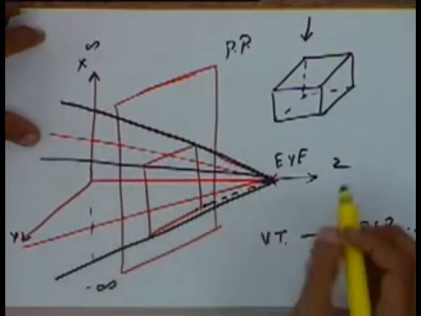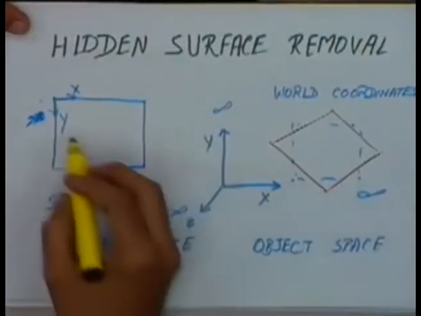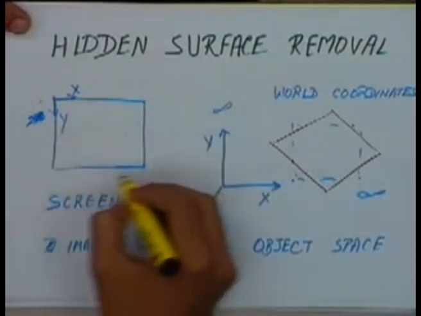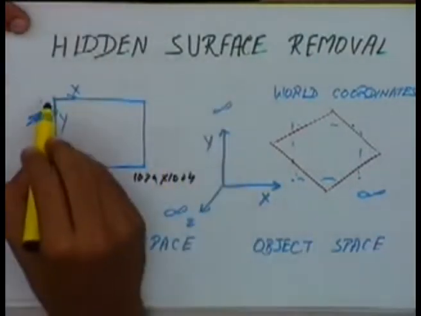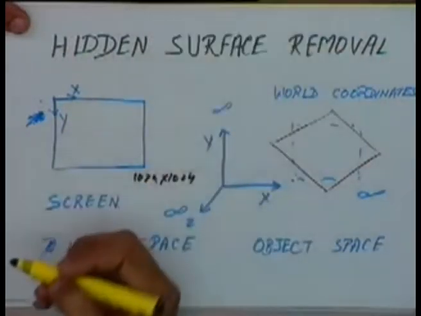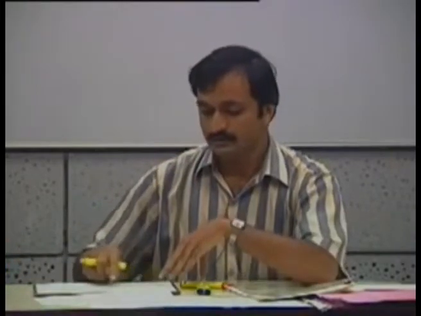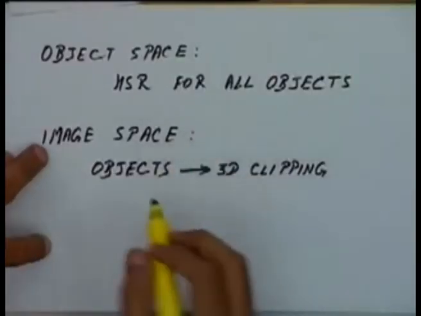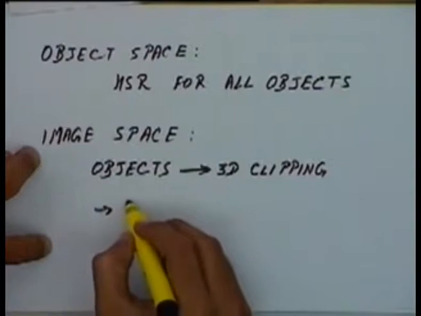Those objects will be transformed to the screen coordinate system. The screen coordinate system is this coordinate system. That means if the resolution of the screen is 1024 cross 1024, all these objects will be defined between coordinates from 0 to 1024, plus there will be some z value. So when an algorithm operates in image space, the objects first undergo 3D clipping, then they are transformed to screen coordinates.